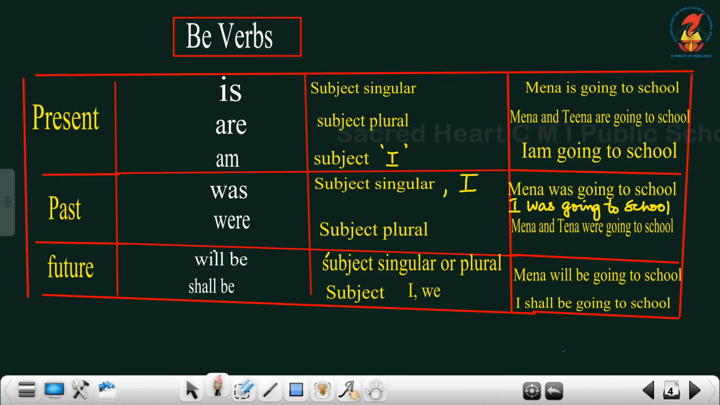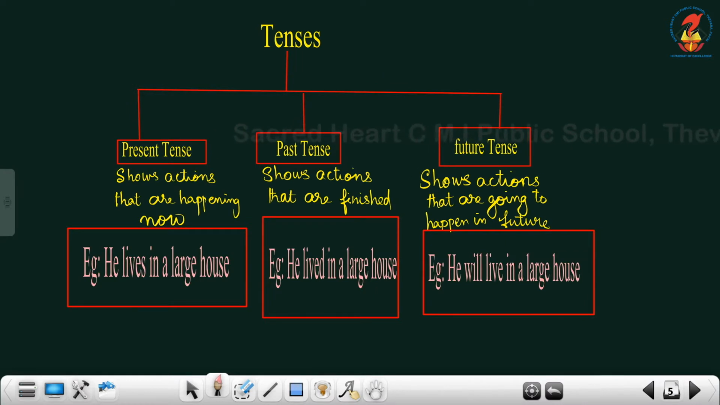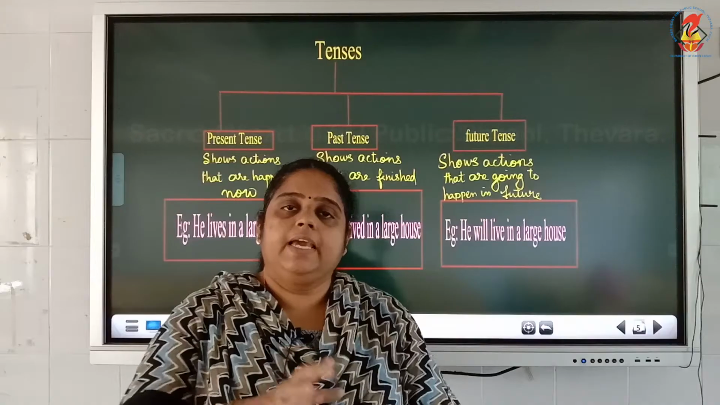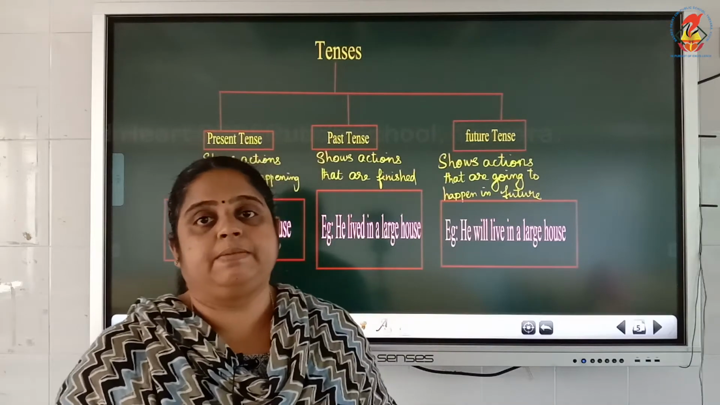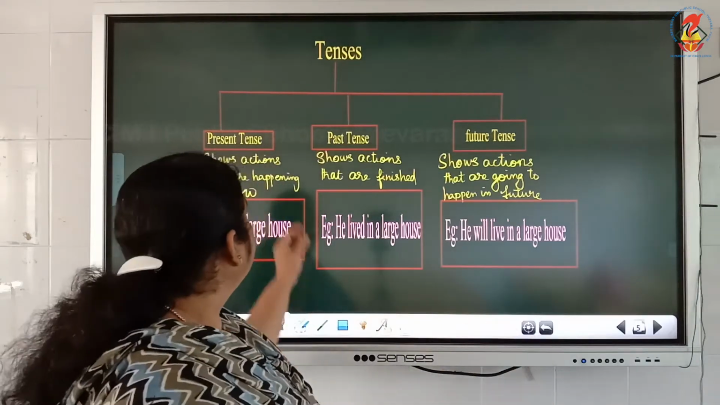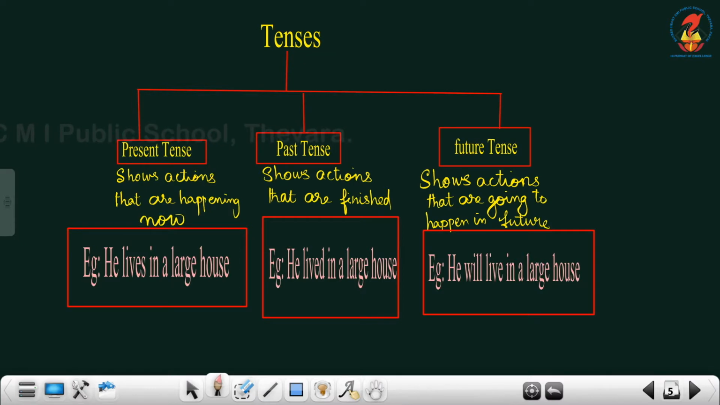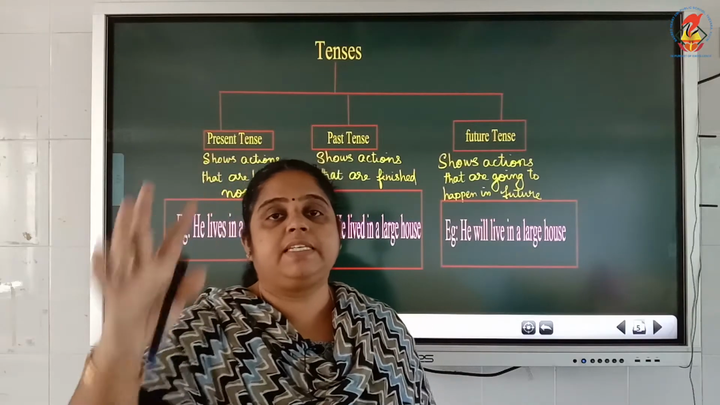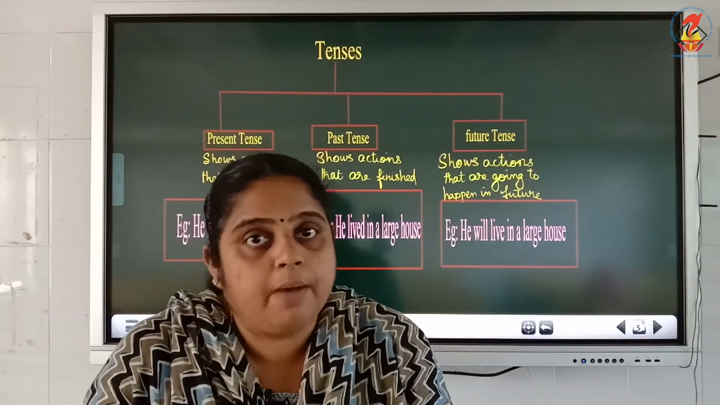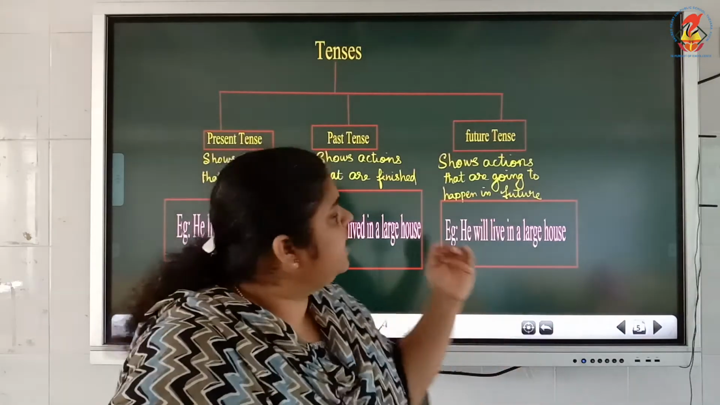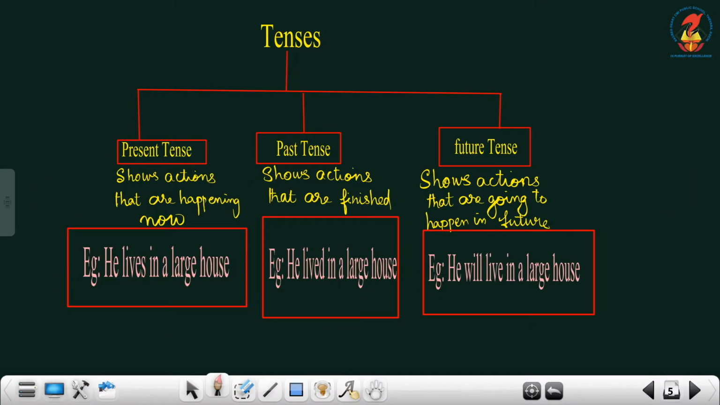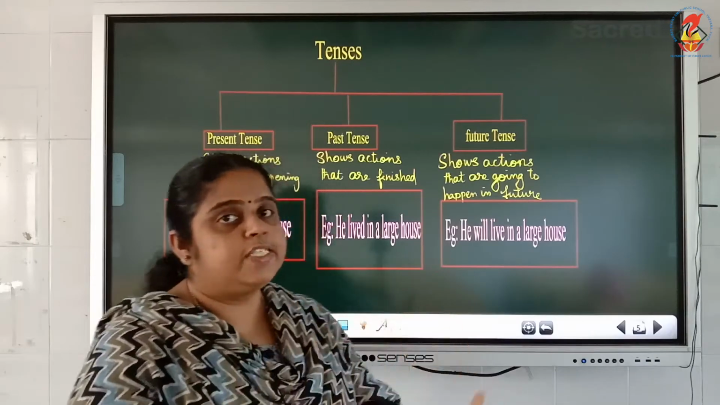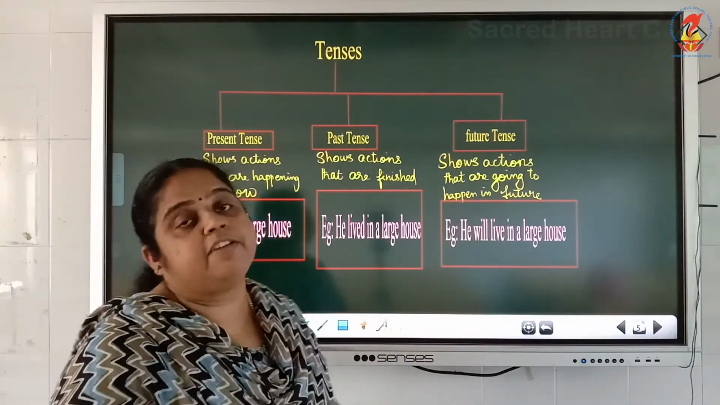See, the verb tenses. We are classifying tenses basically into three. Which are they? Present tense, past tense and future tense. These are the three basic tenses in English grammar. And each one, present, past and future tense, we are again dividing into different tenses. Let it be there. First we will see what is present, past and future tense.